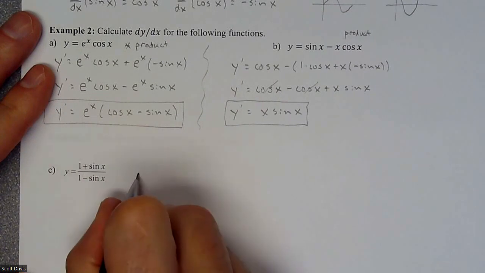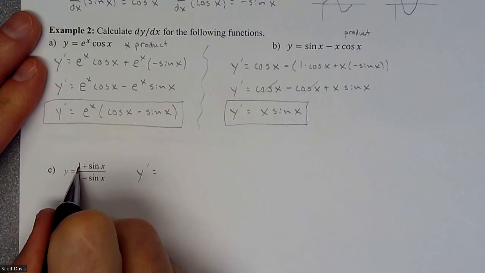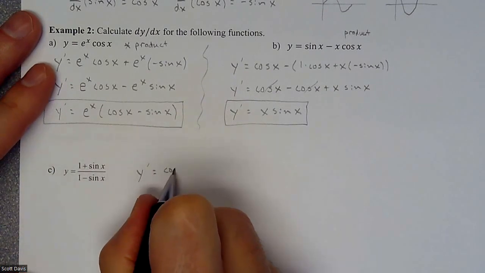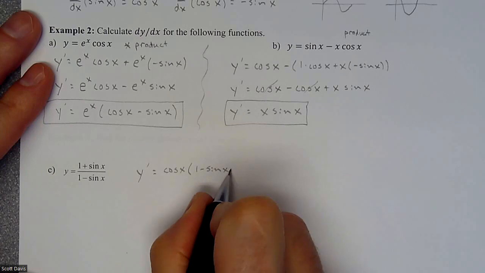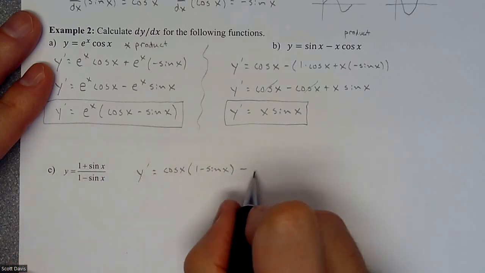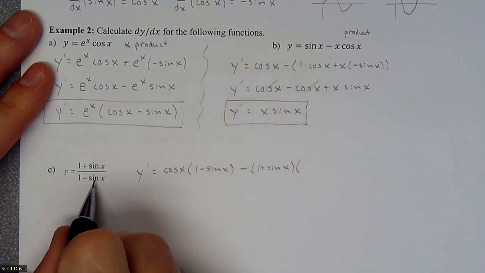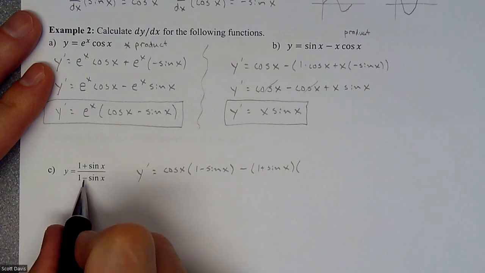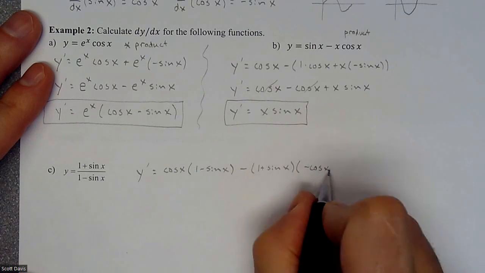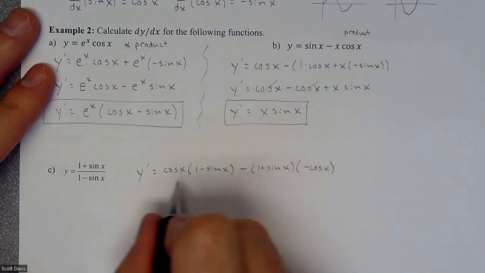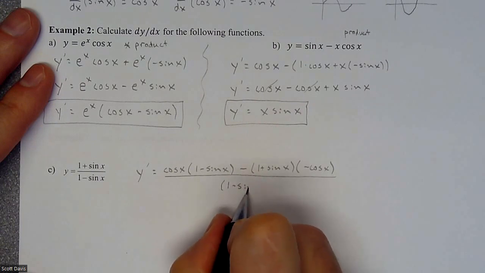So here is our derivative. We're doing the derivative with the quotient rule. We're looking at the derivative of the top. The derivative of 1 is 0, and the derivative of sine is cosine. So the derivative of the top times the bottom, minus the top times the derivative of the bottom. The derivative of 1 is 0, and the derivative of sine is cosine, so a negative cosine. So there's our derivative, and that's the top part of it, and then the bottom squared.